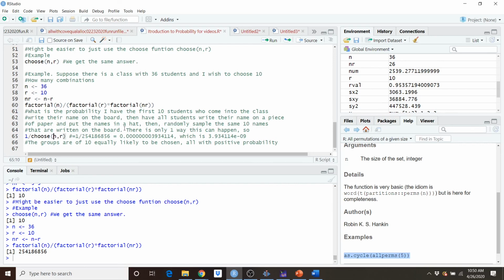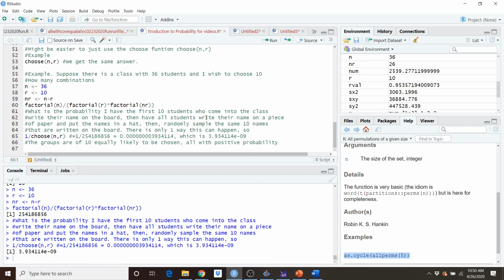So 1 over n choose r. And that gives me 0.000000003934114, which is written as 3.934114 e to the negative 9. All of these groups of 10 are equally likely to be chosen, and they all have positive probability.